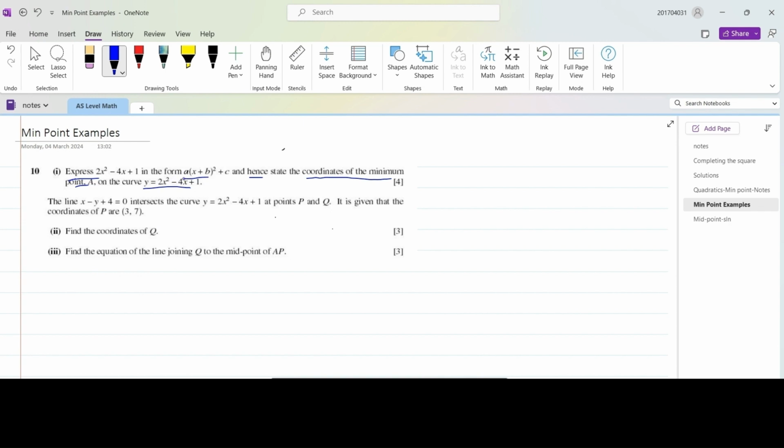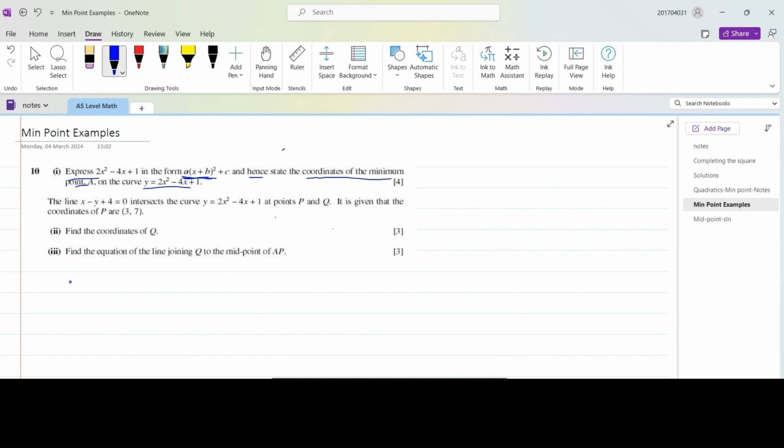Whenever the question asks for this form, we should know this form that says a in brackets x plus b squared plus c. We should know that the question requires us to simply complete the square. So let me show you how to complete the square here.